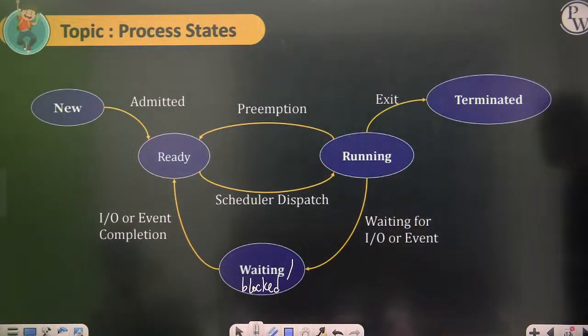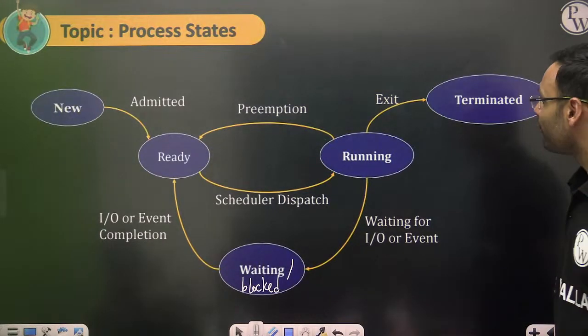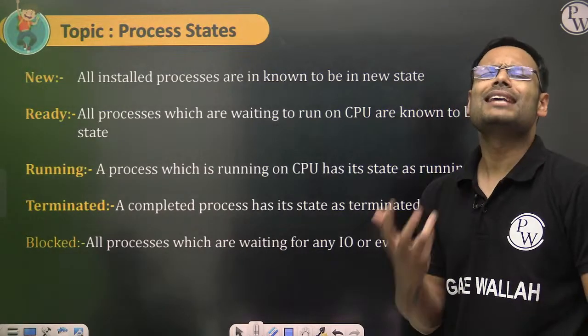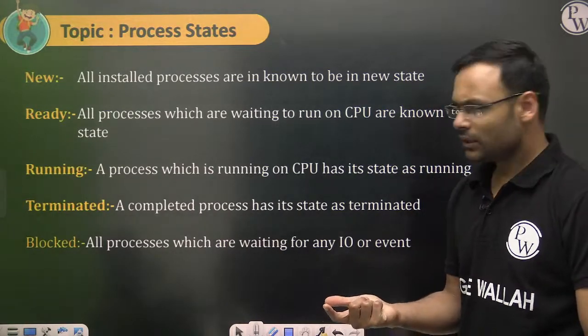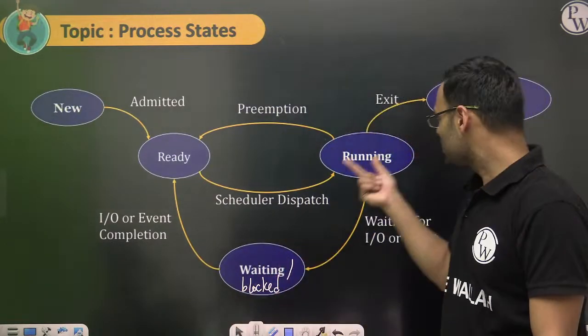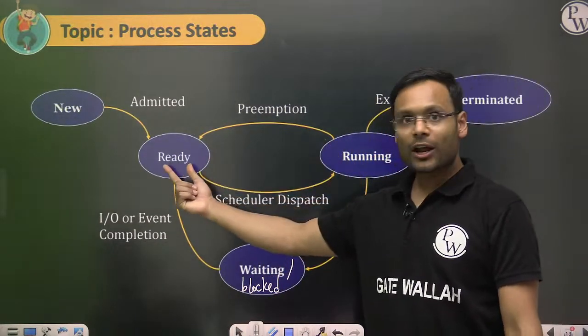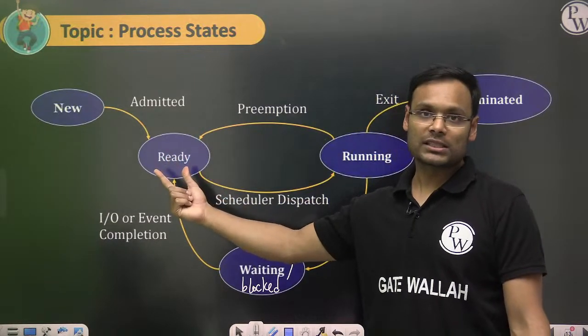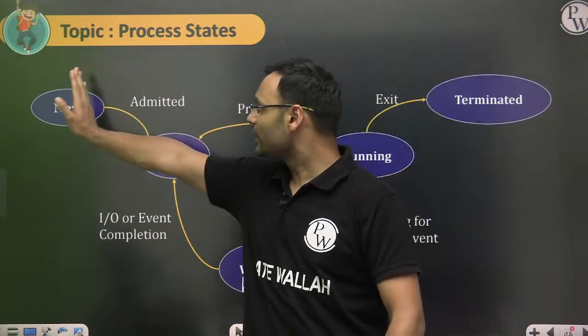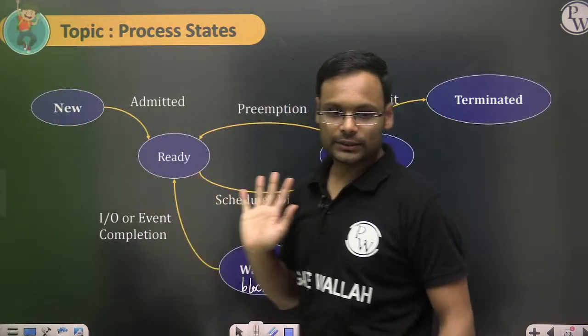Fine, understood? So these are the 5 states where a process can be, based on what the process is currently doing. If the process is using IO operation, it is in the blocked state. Running in the CPU, waiting for IO, waiting for the CPU in the ready state. Completed, terminated. Not yet arrived, new state.